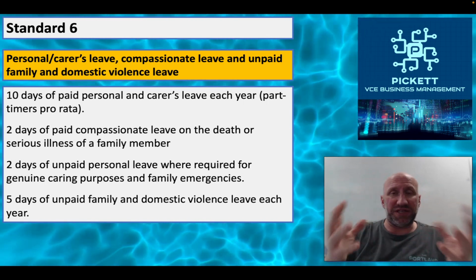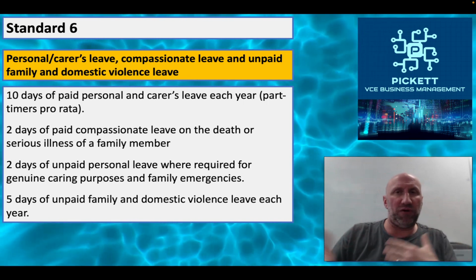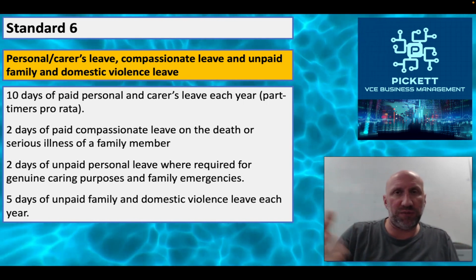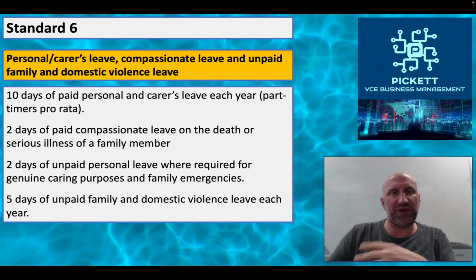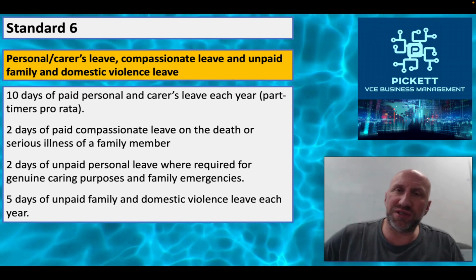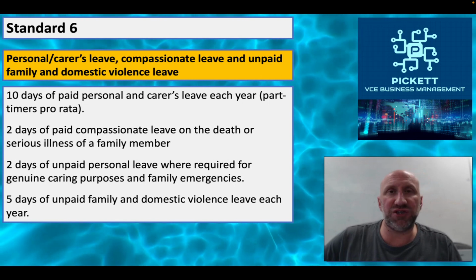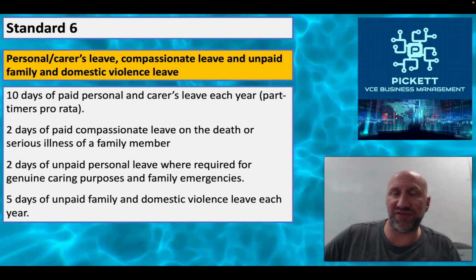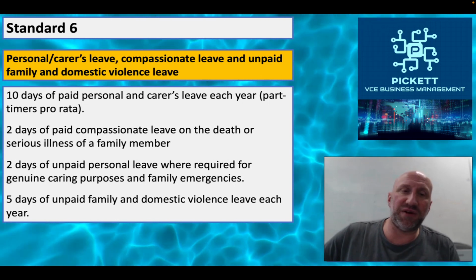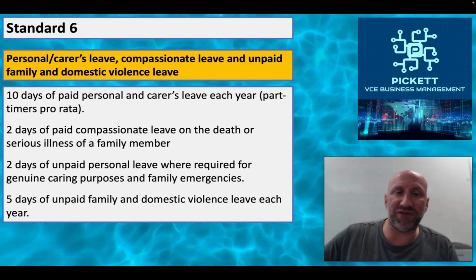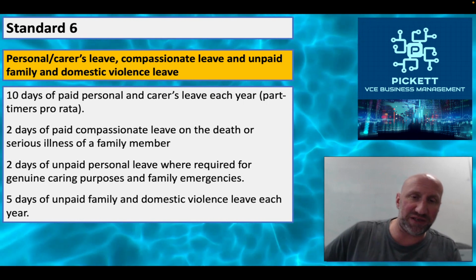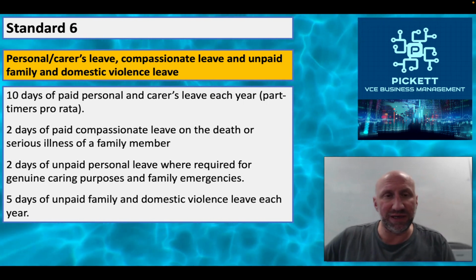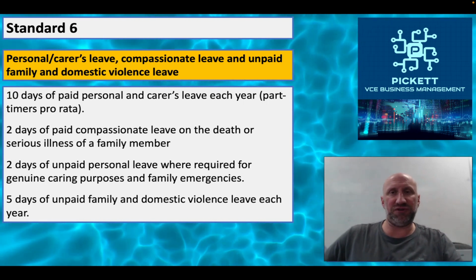Whenever these entitlements involve time off, part-timers are always pro rata down to whatever the proportion of the working week they actually work. Also entitled to 2 days paid compassionate leave on the death or serious illness of a family member, 2 days of unpaid leave where required for genuine caring purposes and family emergencies, and 5 days of unpaid family and domestic violence leave each year. So again, just to emphasize the fact these are all entitlements, okay?